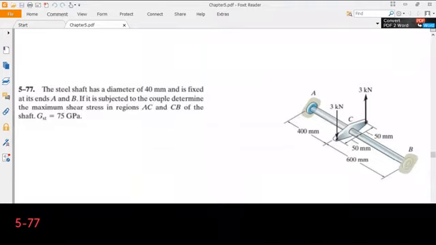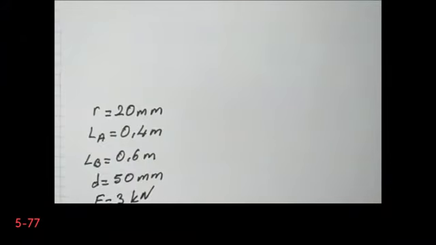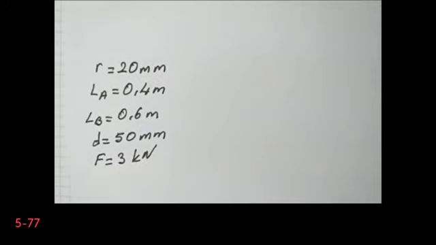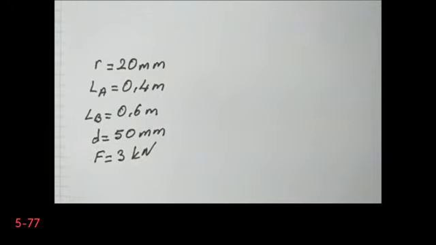Okay, now we have the force F. F is equal to 3 kilonewtons. So these are my variables. Now we can draw the free body diagram of the system.